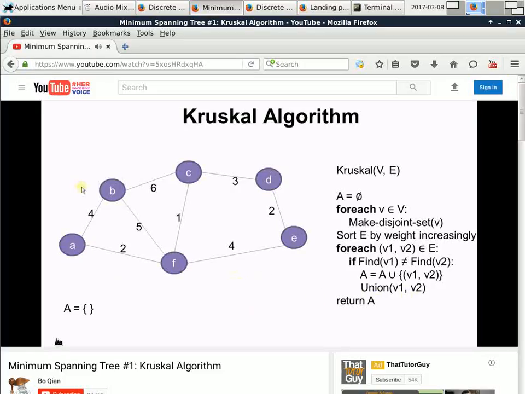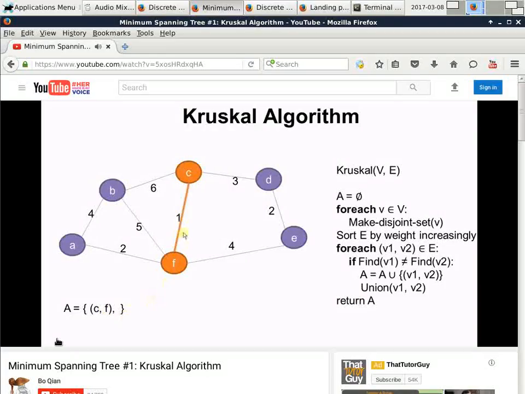Now let's use this example graph to walk through the algorithm. First, we take the edge with the smallest weight, which is CF. Since C and F do not belong to the same disjoint set, we go ahead and merge them and push the edge into A.